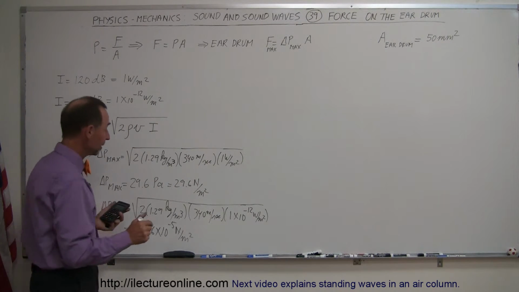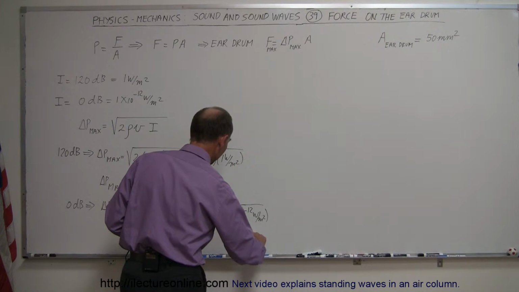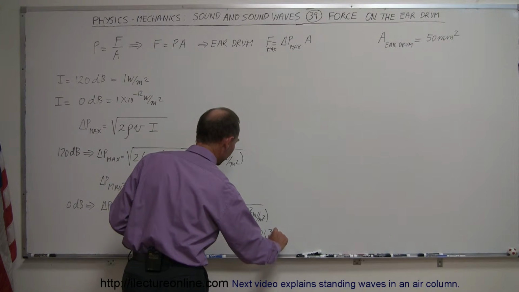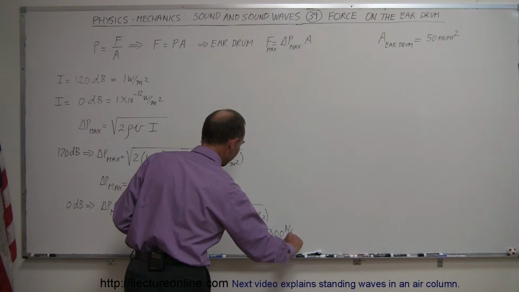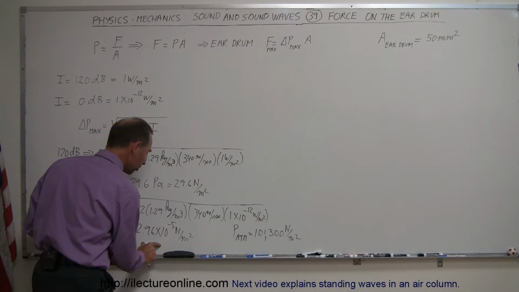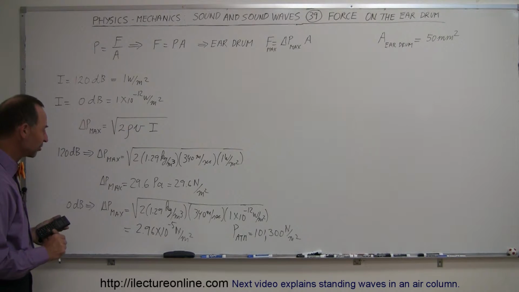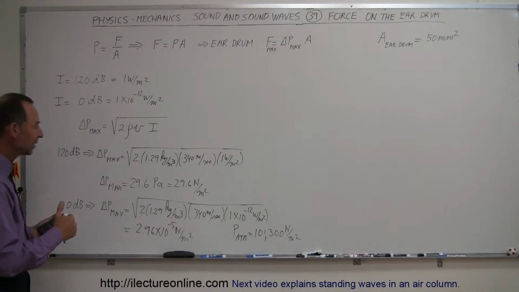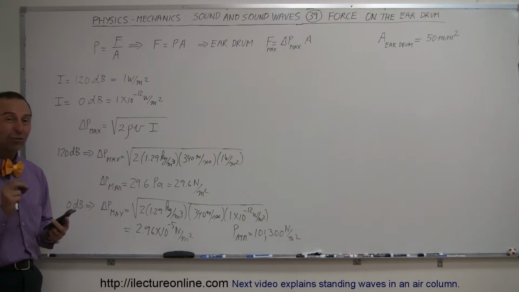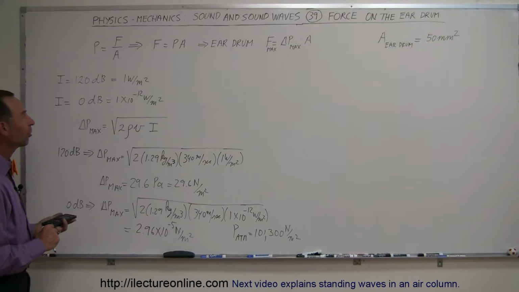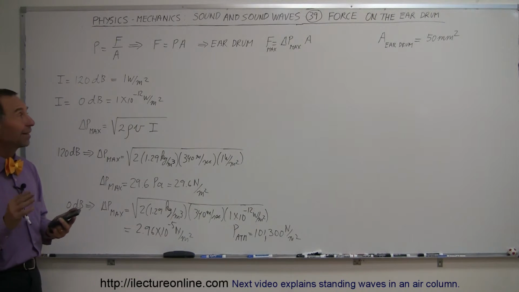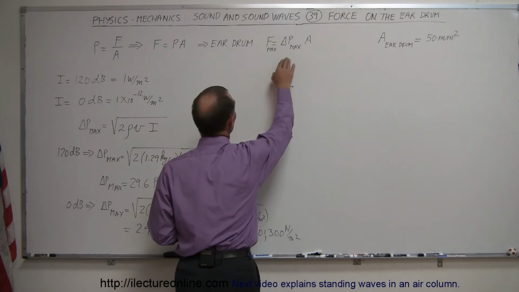Remember, normal air pressure, P atmosphere, is equal to 101,300 newtons per square meter. And notice how much smaller this is compared to that. It's an extremely small fraction, and yet human hearing can pick up that pressure difference and turn that into sound in our brain. Absolutely amazing. But now, let's find out what the force then is on our eardrums.